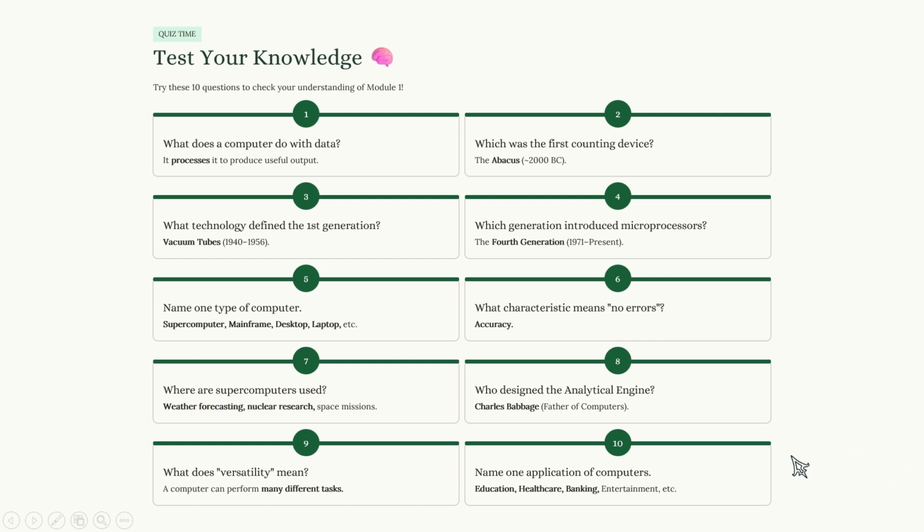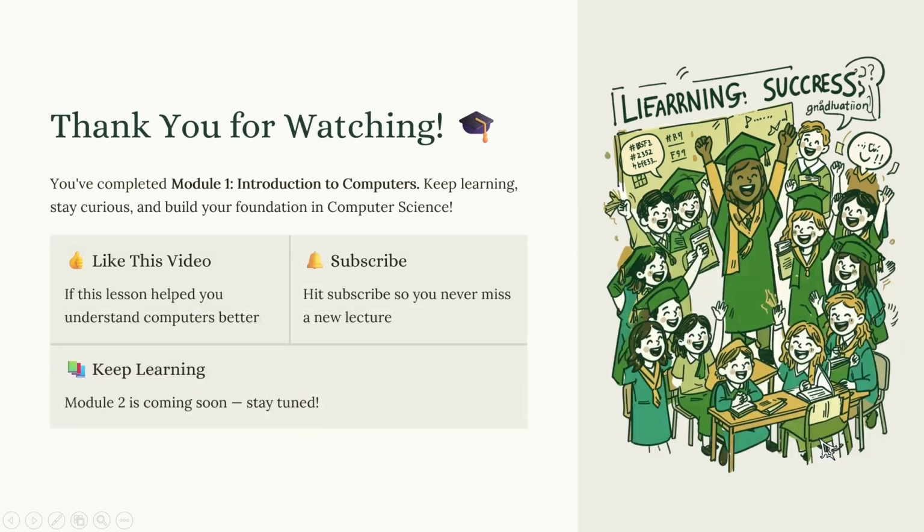Congratulations on completing Module 1 Introduction to Computers. You now understand what computers are, how they evolved, their different types, characteristics, and applications. In the next module, we will continue our journey and learn more exciting computer science concepts.